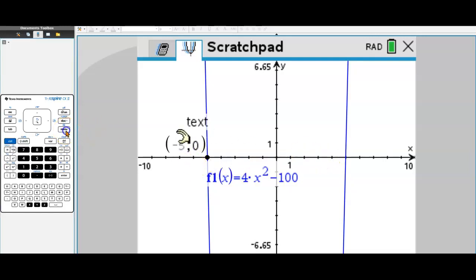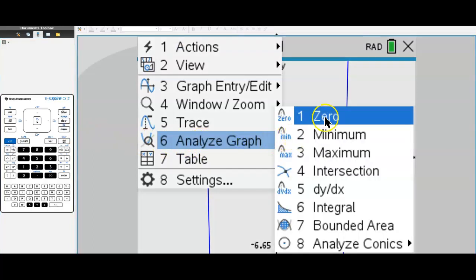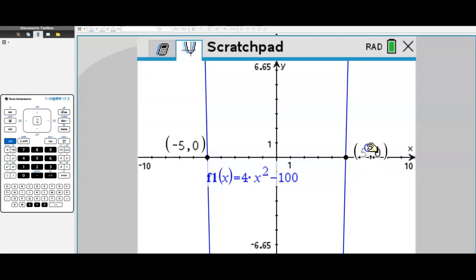To find the other root, we can do the same thing. Menu, 6, Analyze Graph, 1 for 0. Again, lower bound, we want on the left side, and then upper bound, we want on the right side. So we have 5, 0. So that is alternate way number 1, aside from looking at the table.